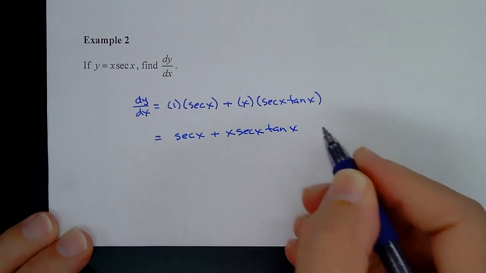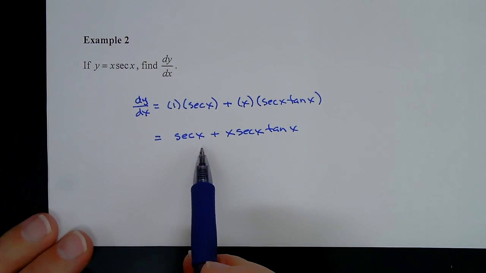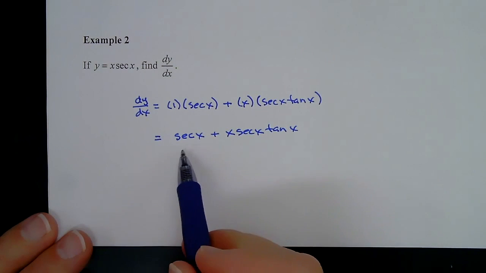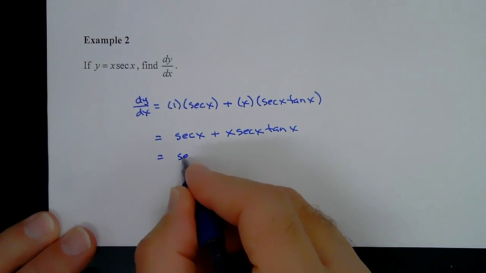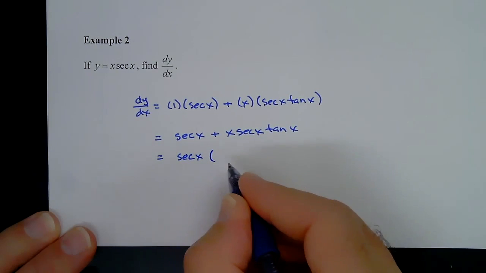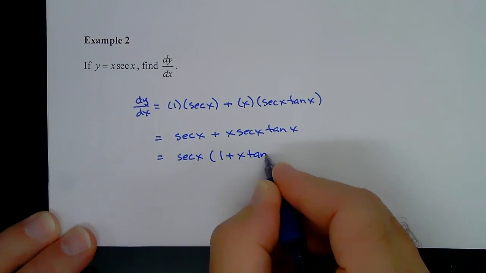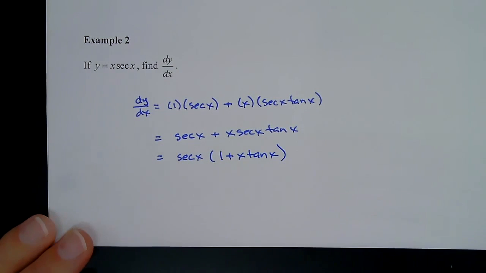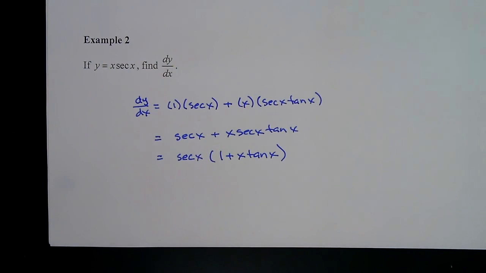Okay, so then the derivative becomes secant x plus x secant x tangent of x. And one thing we can do here, and a lot of times we're going to want these to be products for future lessons, is factor out a secant x. So this becomes secant x times 1 plus x tan x, and these would be equivalent. All right, guys, so that's example number 2. Let's do one more example.